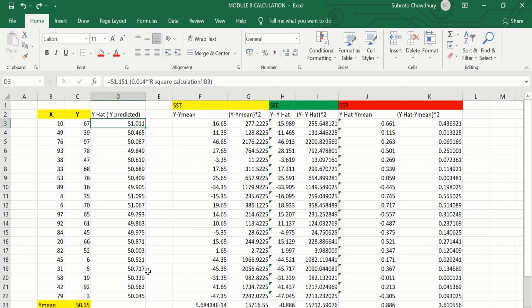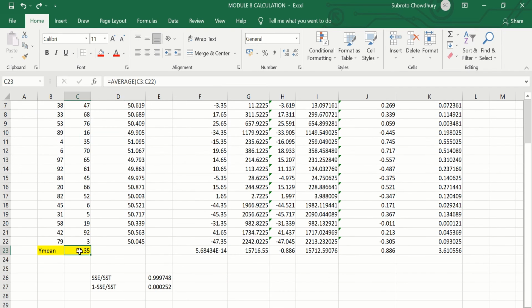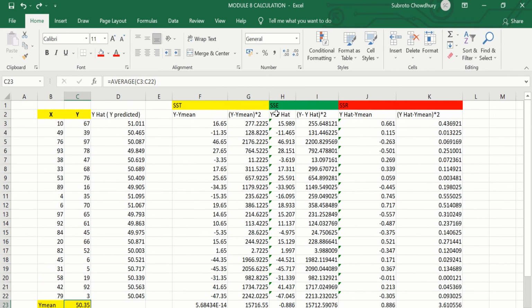Now what we have done is calculate this. The mean we have calculated here. This is the mean of y. Then we have calculated the difference between y and y mean, and we have squared it. Similarly, we have calculated the difference between the actual value minus the predicted value and squared the terms. This is the difference between the predicted value and the mean value of y, again squared.